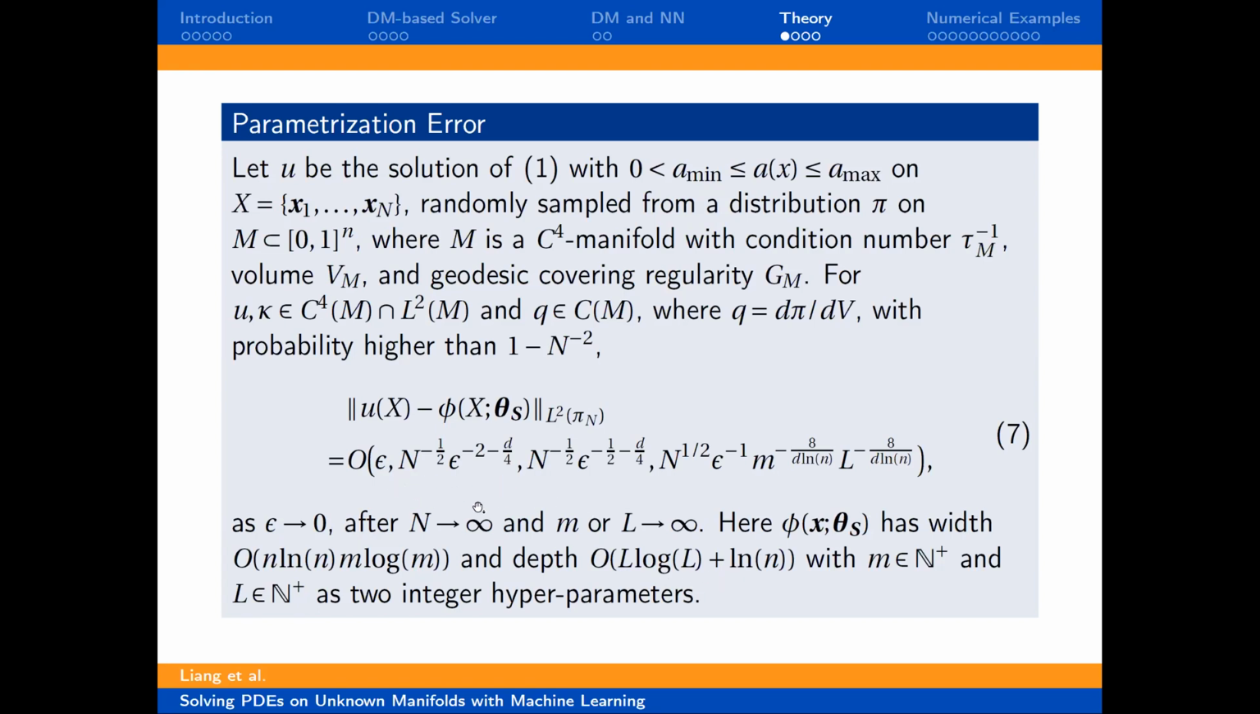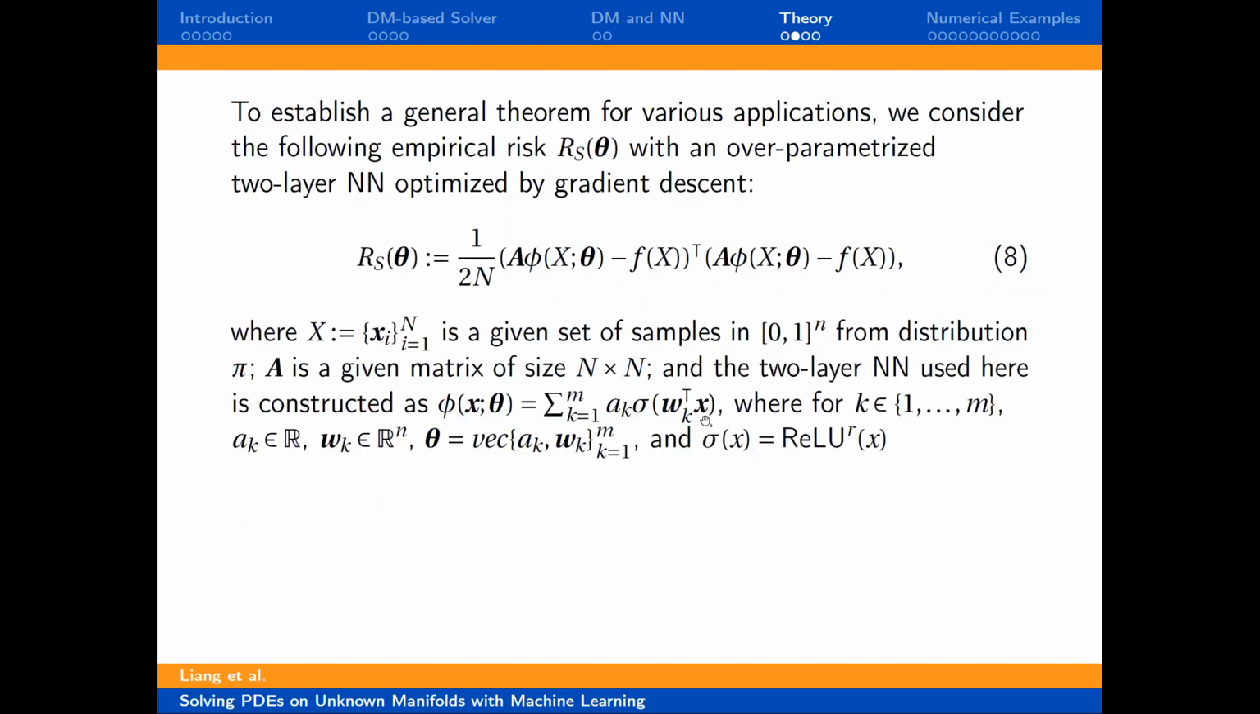Actually, in this error estimation, the first three terms correspond to the diffusion mapping discretization, and the last error is related to the approximation of the neural network. Now we move to the next page.